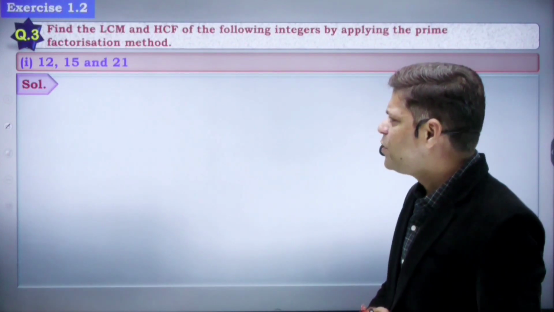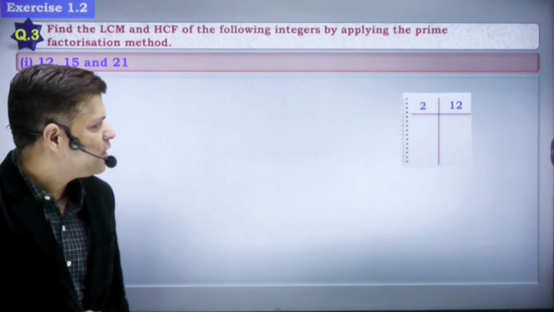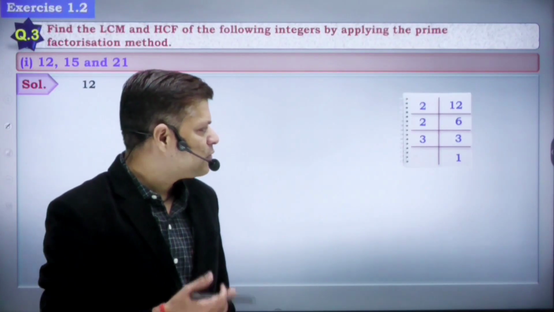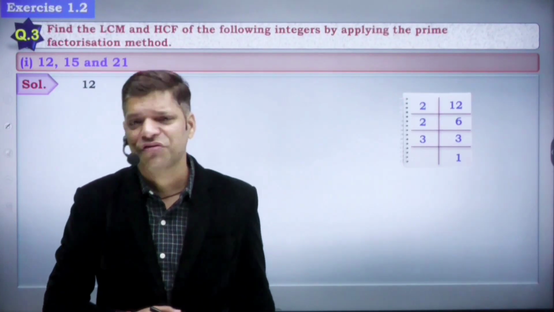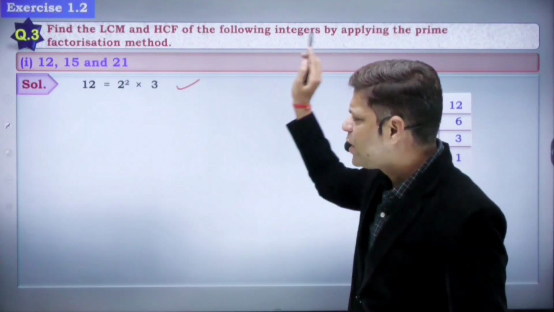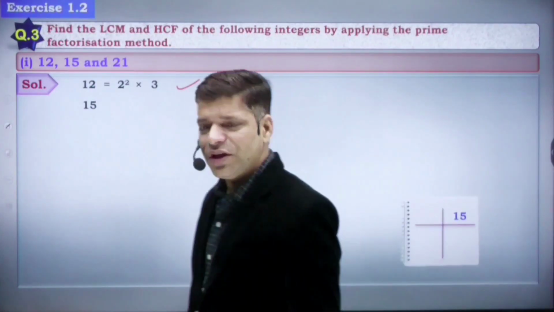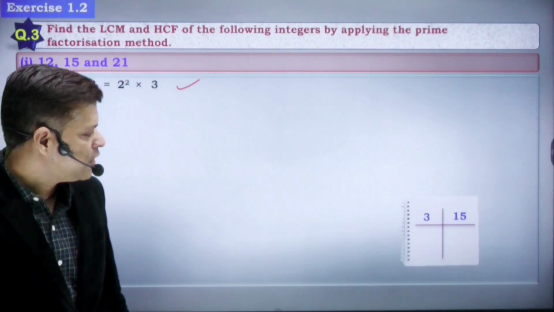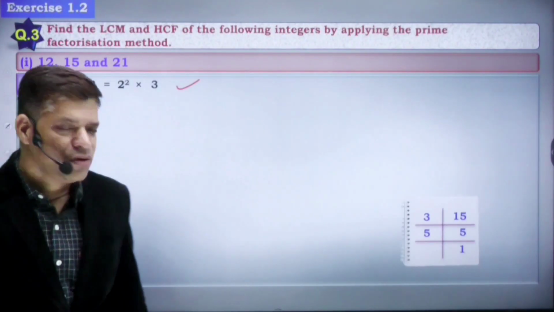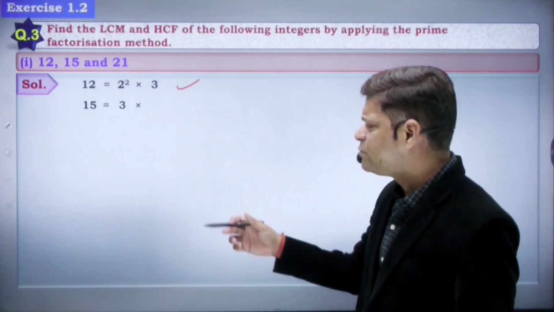So firstly we will do the prime factorization of 12. You can see that 12 divided by 2 is 6, then divided by 2 is 3, then divided by 3 is 1. So it can be written as 2 square into 3. The next one is 15. For 15 we check the prime factorization: divided by 3, then divided by 5. So the prime factorization of 15 is 3 into 5. Very easily we can do it.